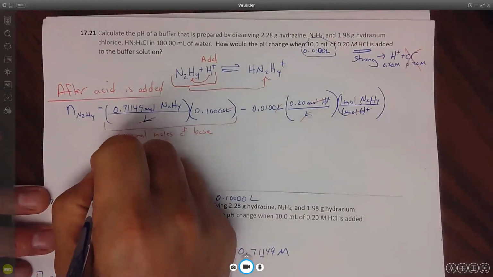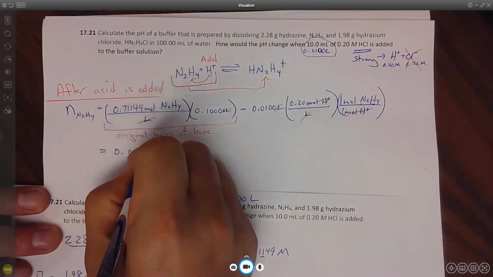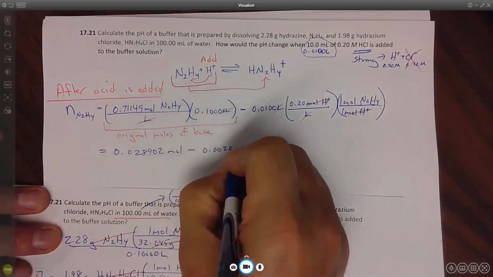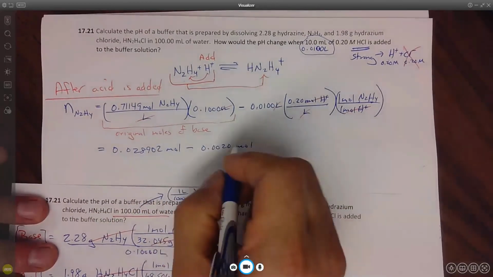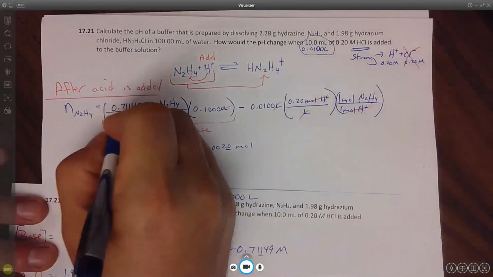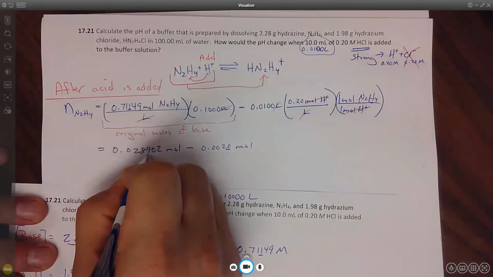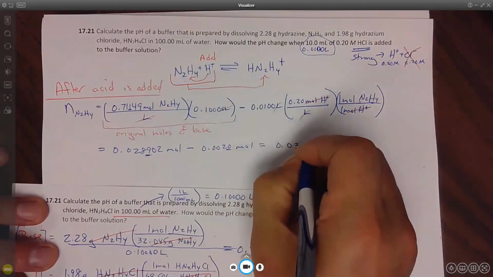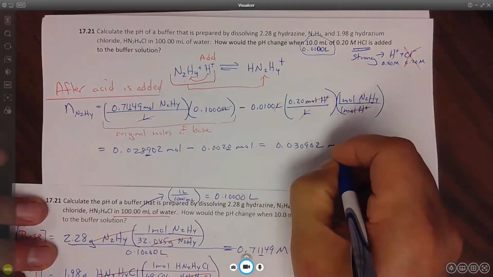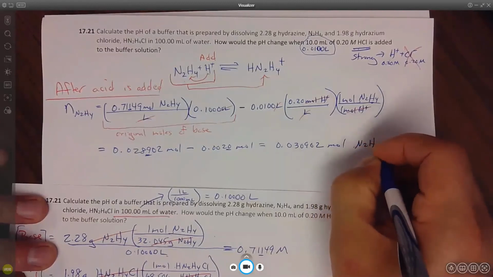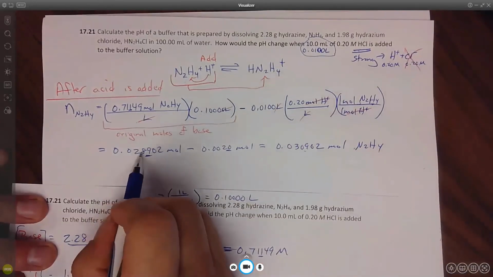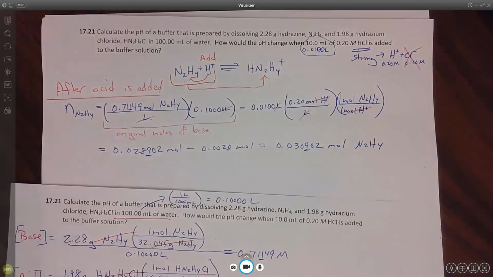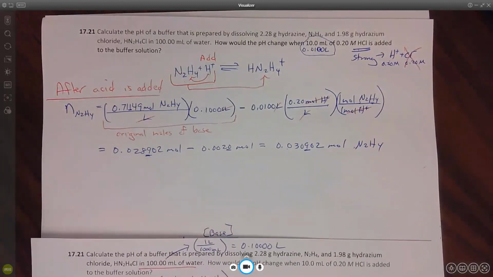So it's going to be 0.028902 moles minus 0.0020 moles. Mind the sig figs there. This here was 3 sig figs, so this will be 3 sig figs. So this is going to give us then 0.030902 moles of our base. And that'll be what, 1, 2, 3, 4. Okay, so any questions about that?